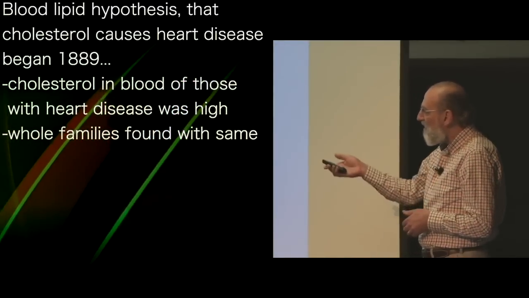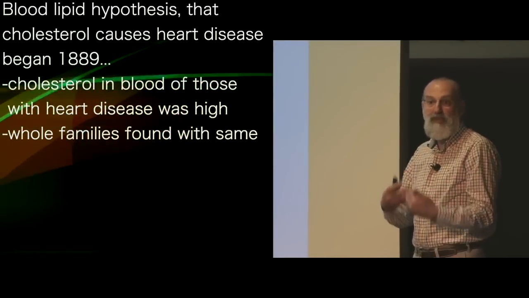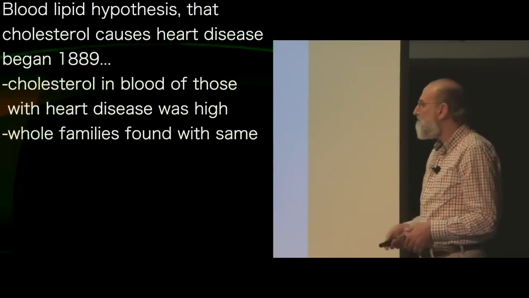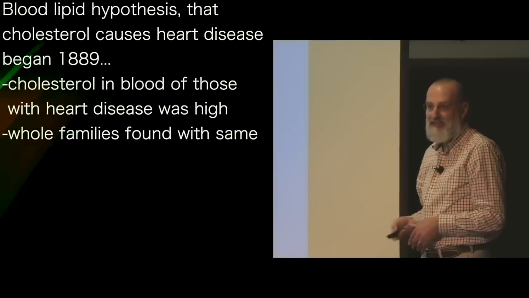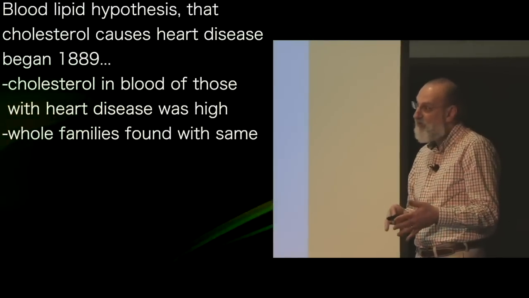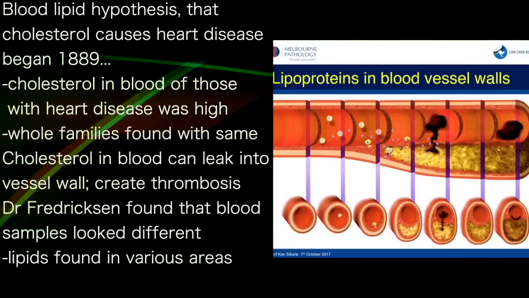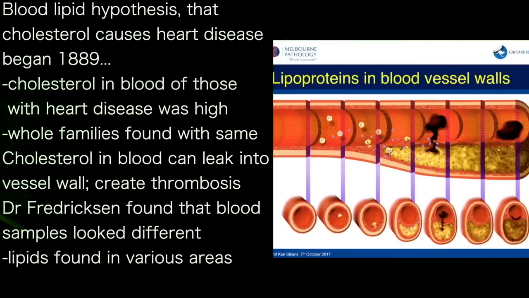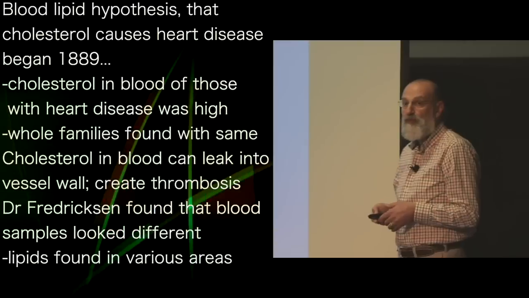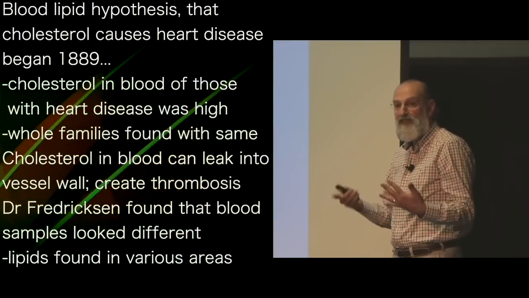And later on, people found that the level of cholesterol in those people's blood was also high. And then there were whole families discovered that had high levels of cholesterol in their blood that had heart disease. So this built the lipid hypothesis. And just as we know that the cholesterol in the blood can gradually leak into the blood vessel wall, make a sort of fatty streak and then organise and create disaster and thrombosis, so too, when we were discovering blood, we sort of discovered the progression.